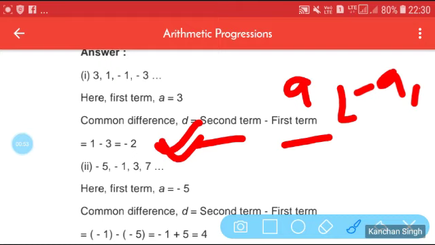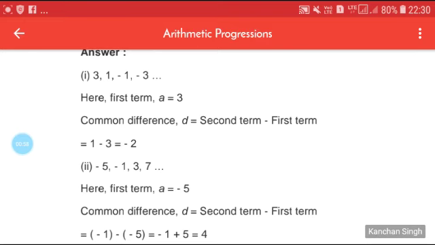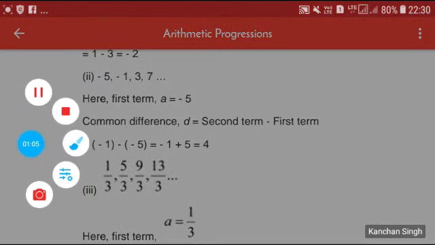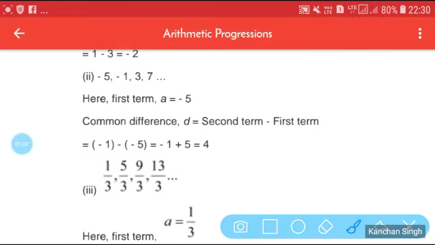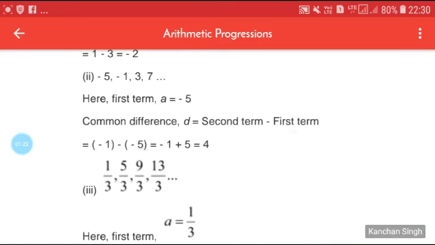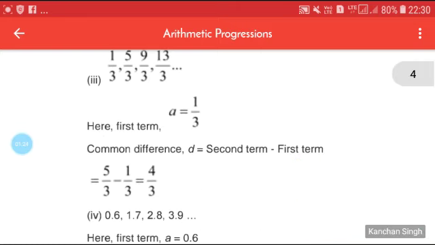And in the second case, our numbers are minus 5, minus 1, 3, 7, and so on. So here our first term is minus 5, and the common difference is second term minus first term. The second term is minus 1. So we write minus 1 minus minus 5, which is minus 1 plus 5. So this becomes 4. Is that clear?